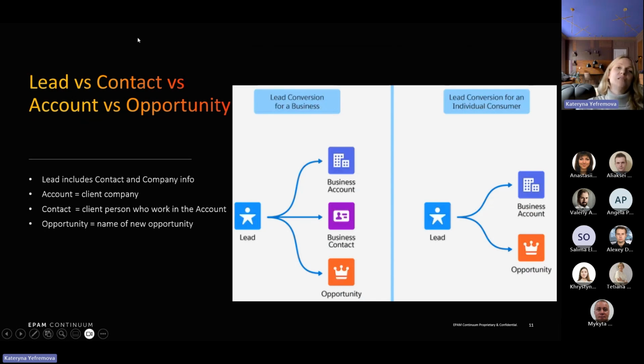So I showed you where we store information and how it looks. And now the third thing is about leads, contacts, accounts, and opportunities. You will also hear these words on a regular basis when you're working with Salesforce, so let's talk a little bit about them.